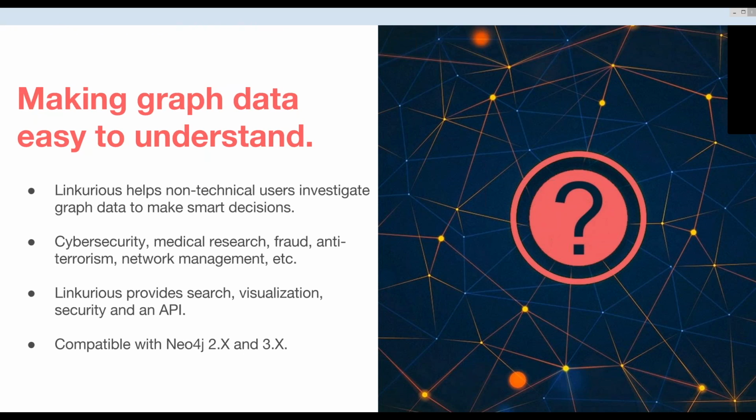In addition to working with journalists, we are also working with a number of companies around the world to help them understand graph data. Our focus is really on helping non-technical users investigate graph data to make smart decisions. Our software is currently used in cybersecurity, medical research, anti-fraud, anti-terrorism, or network management. And Linkurious Enterprise is compatible with Neo4j 2.x and 3.x.